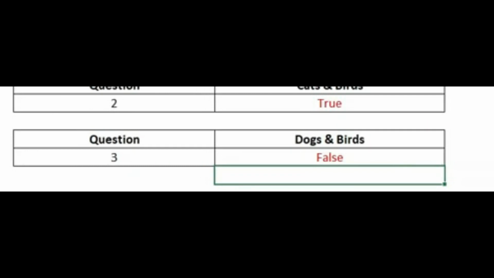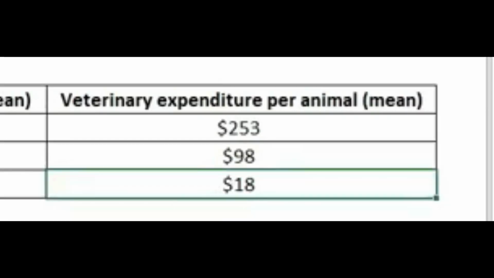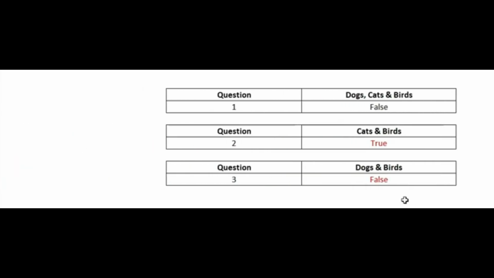All right. We came back with a false outcome. Both of our logical criteria did not meet the $100 threshold. The reason why is because birds, on average, only have a vet bill of about $18, while dogs was $253. So since birds was not over $100 is why we have a false outcome.